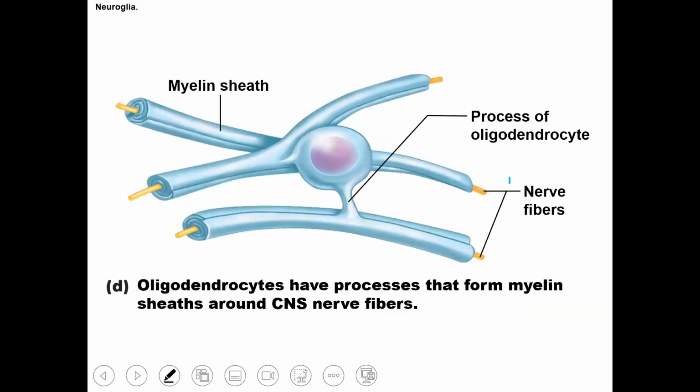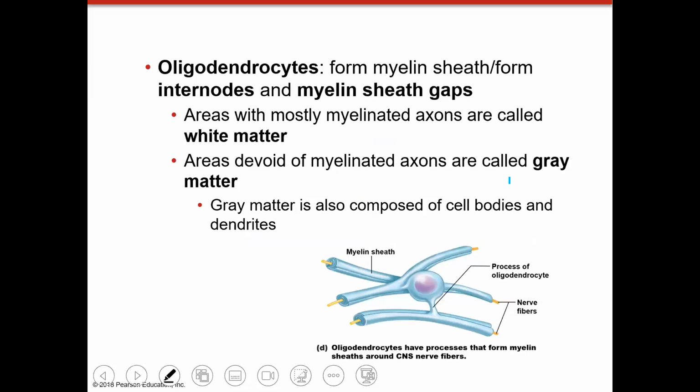And here is a drawing of the same thing. Okay, so you could see that myelin sheath wrapping around, and you could see those nerve fibers there. And this is from your book. And that oligodendrocyte forms a myelin sheath, forms these little myelin sheath gaps or these internodes. And these are areas with mostly myelinated axons. That's called white matter in the nervous system. And then areas without the myelin is called gray matter. So gray matter is your cell bodies and your dendrites. That's how we talk about it.